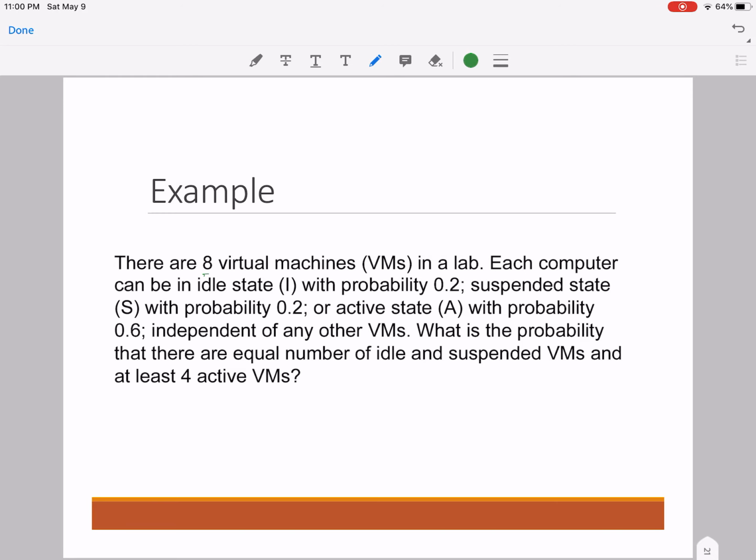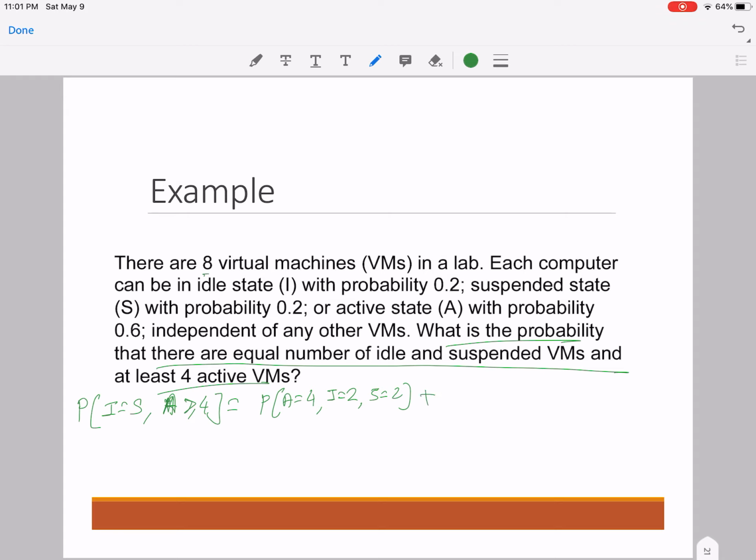Now, since there are 8 virtual machines, I need to find what is the probability that there are equal number of idle and suspended VMs and at least 4 active VMs. So I need to find what is the probability that idle is equal to suspended and the number of active VMs is greater than or equal to 4. Now this can happen as follows. I can have exactly 4 active VMs, and suspended VMs and idle VMs have to be equal, so they will be 2 each.